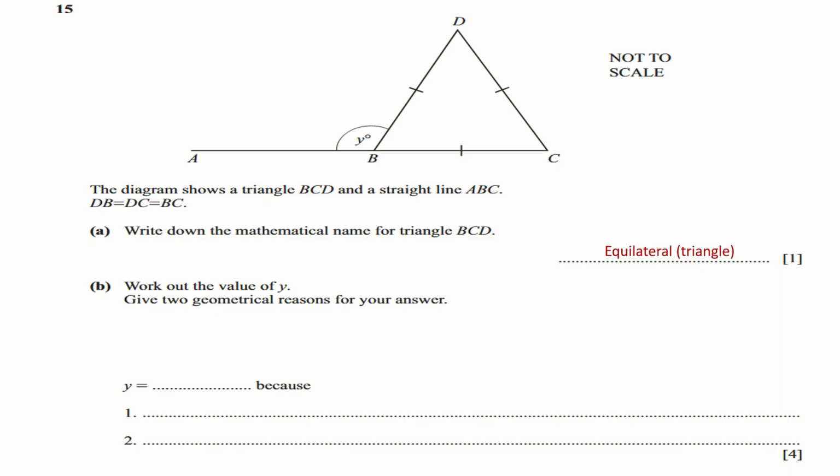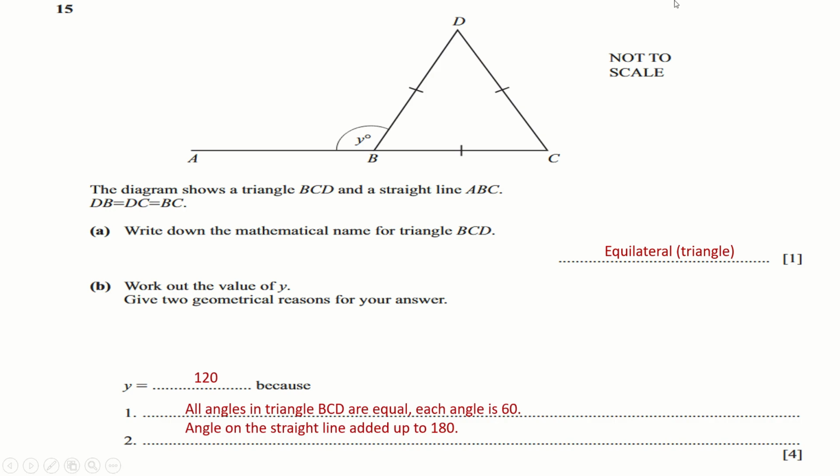B. Work out the value of y. Give 2 geometrical reasons. y is 120 because all the angles in triangle BCD are equal, which means that each angle is 60, and angles on a straight line add up to 180.